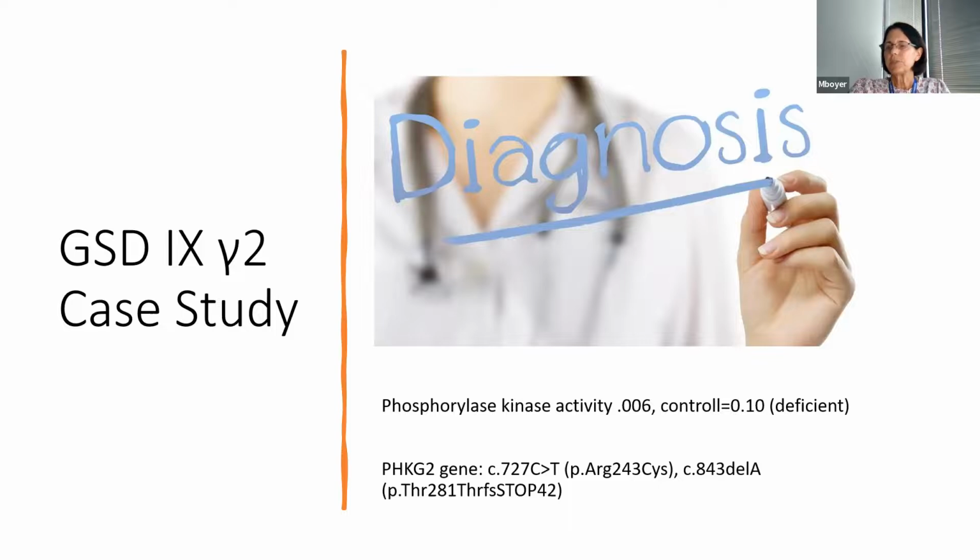Once the diagnosis was made, management shifted to prevention of primary manifestations and surveillance for known liver complications associated with GSD IX gamma 2. Nutritionally, the patient was maintained on fasting precautions, a high-protein diet, and cornstarch at bedtime and upon awakening.